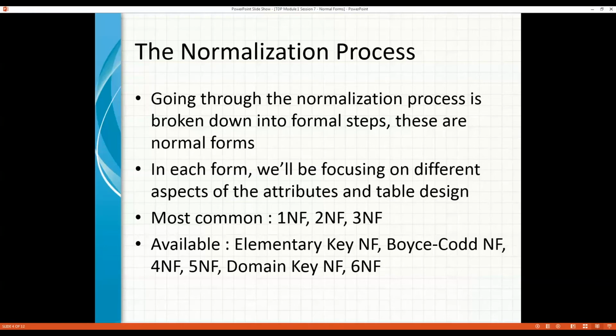Each one of the steps is referred to as a simple normal form. Most commonly, you'll see companies that go to 1NF, 2NF, or 3NF. First normal form, second normal form, and third normal form. However, there are many other variations and continuing forms after this. We have elementary key normal form, Boyce-Codd normal form, or 3.5 as it's also known, fourth normal form, fifth normal form, domain key normal form, and sixth normal form. For the purpose of the video, we'll only be focusing on the first, second, and third, as they are the most common and frequent in the data modeling process.